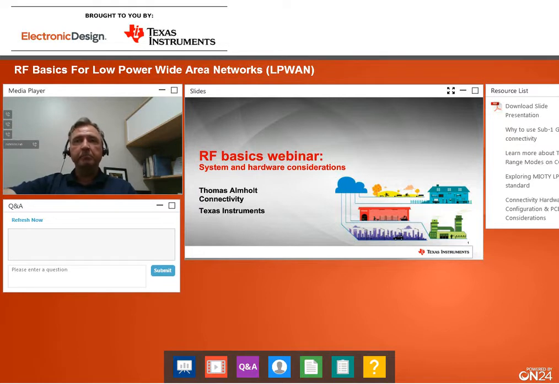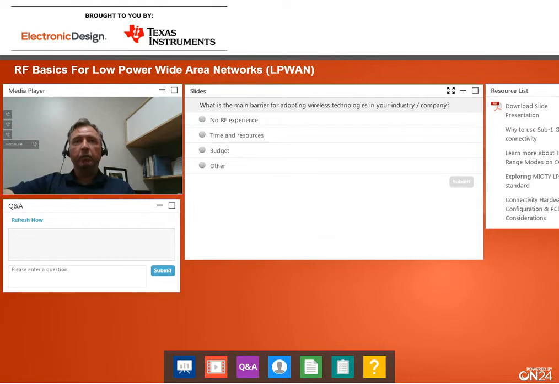So first, let's do a quick poll question. What are some of the main barriers for adopting wireless technologies in your industry or your company? The poll has 4 little options, and you can hit the submit button. First one is that you have no RF experience inside your company, or maybe it's a lack of time or resources, or that RF technology is seen as too expensive or prohibitively expensive for the type of technologies that you are trying to do, or something other.